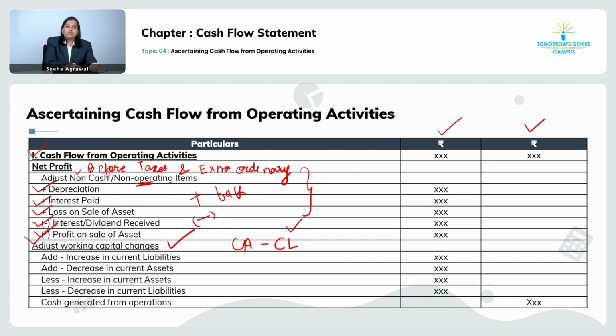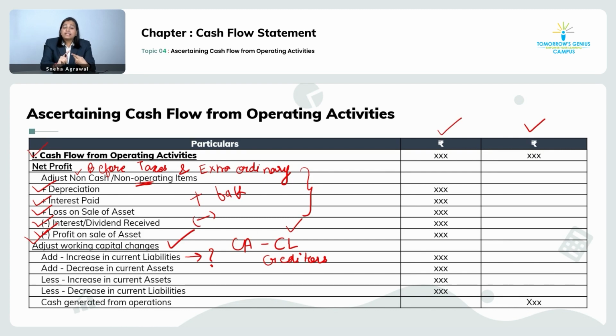If you see, we add the current liabilities. Why we add the current liabilities should be your question. I'll give you a simple example. One of my current liabilities is my creditors. When will your creditors increase? It will increase when I purchase goods on credit basis from the suppliers. When I purchase, my stock or inventory value will also go up. Inventories are my current asset.